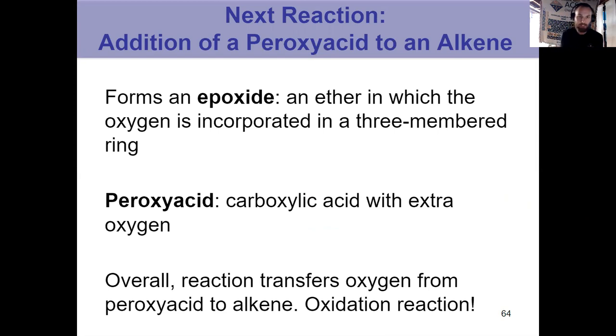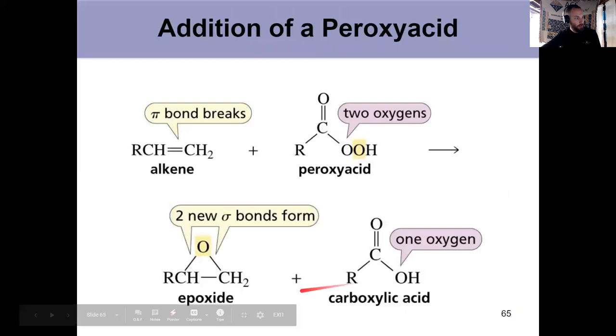You take an alkene plus a peroxy acid, and the product is an epoxide. So probably the first time we've seen this functional group, an epoxide. An epoxide is an ether where the oxygen is part of a three-membered ring. So here's an epoxide right here. See, three-membered ring with oxygen.